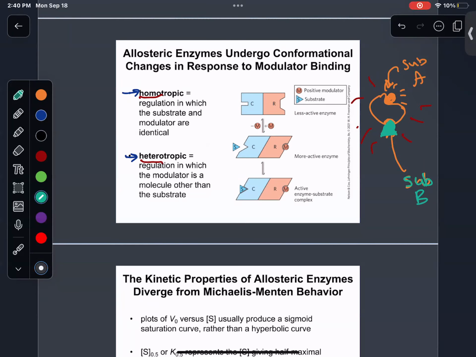Okay. So homotropic and heterotropic modulators bind to the allosteric site. The only difference is whether the substrate is the same as the modulator molecule or different. Easy enough.